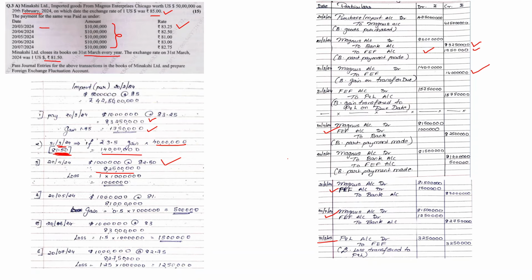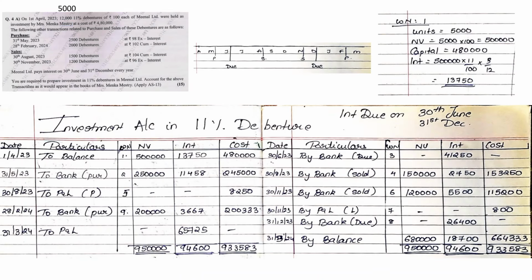Okay, now we'll be taking up one more last sum from this particular paper, that will be question number 4. On 1st April 2023, 5,000 11% debentures of 100 each of Meena Limited were held as investment by Mrs. Menka Mistry at a cost of 4,80,000. The following other transactions of purchase and sales were given.